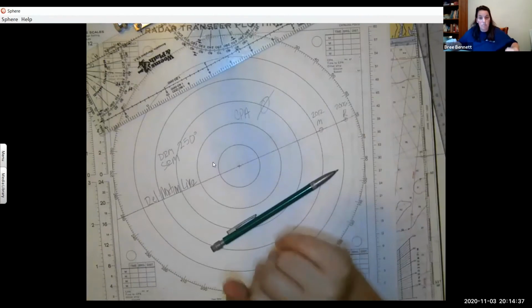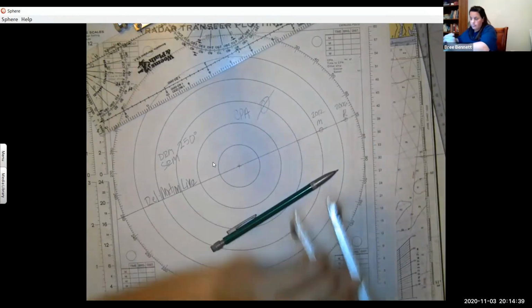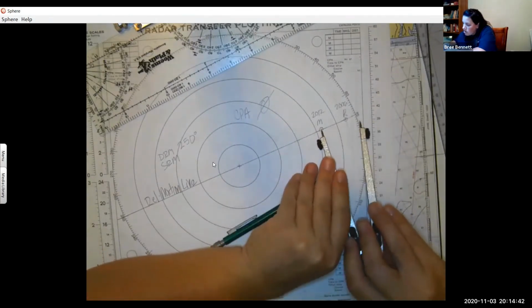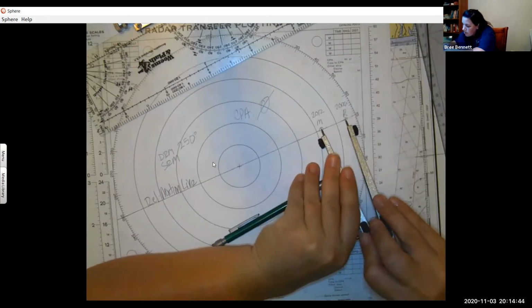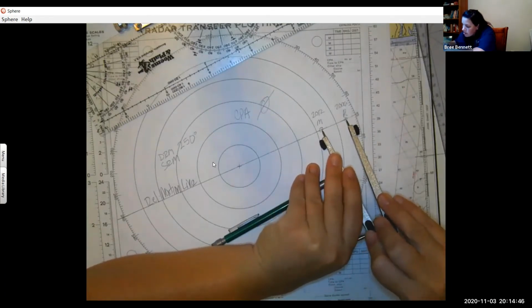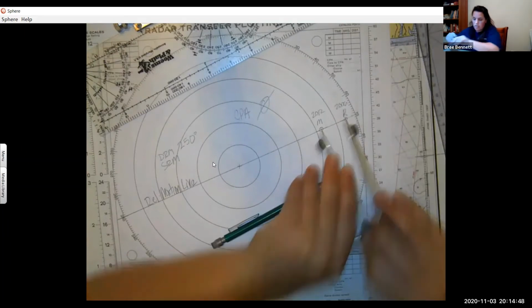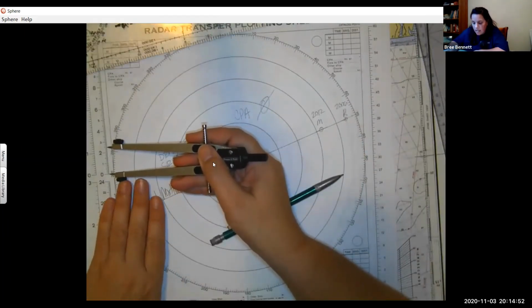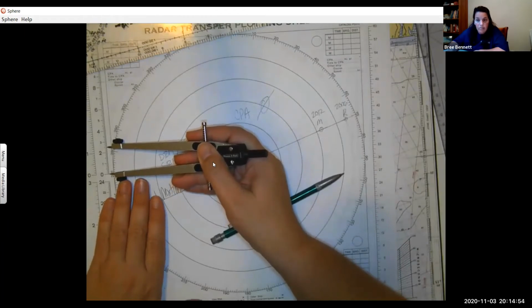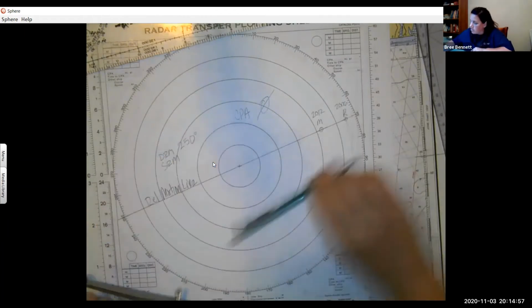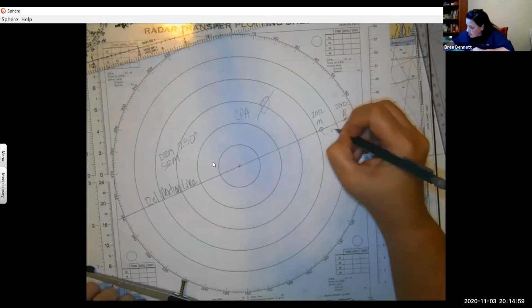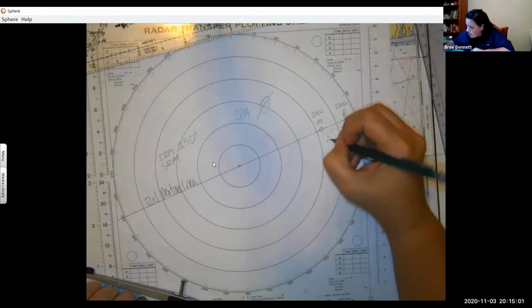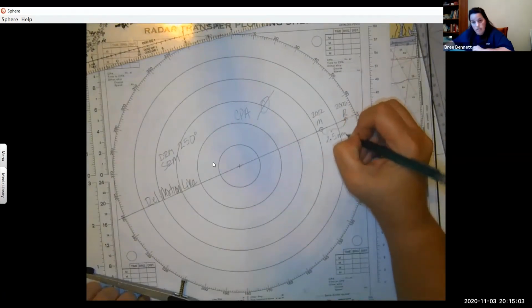Okay, my speed of relative motion, R to M, gives us a distance of 2.5. So that distance there was 2.5 nautical miles.